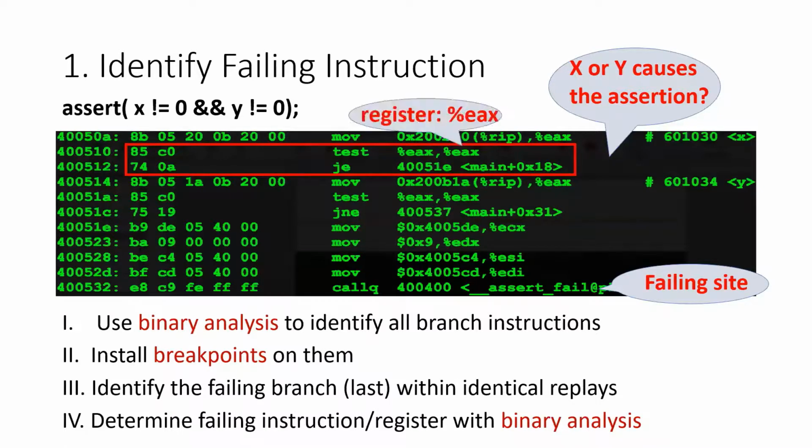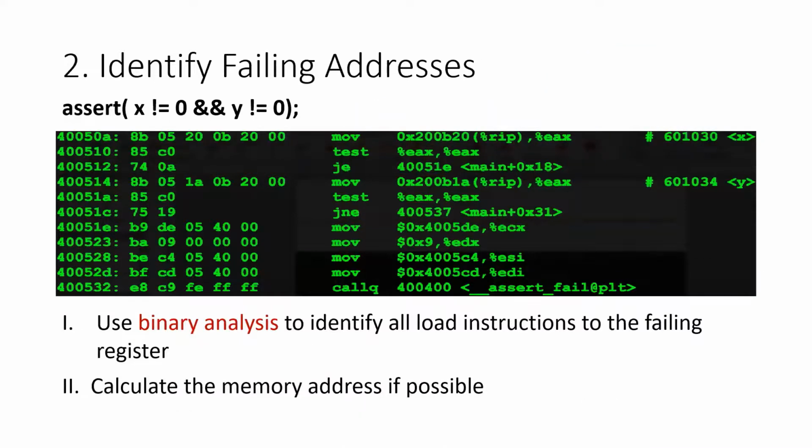EAX is the failing register. When we know the failing register, we would like to know where the value in this register comes from. Therefore, the second step is to identify the failing address where the value is loaded from. First, Vultr uses binary analysis to identify all load instructions to the failing register. In this example, it is the move instruction.